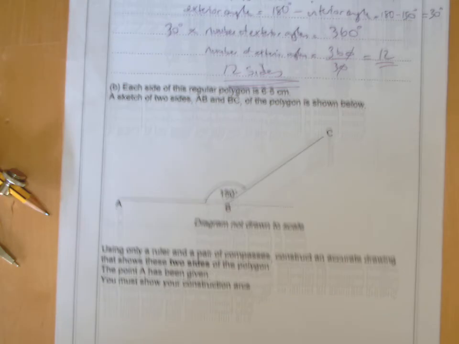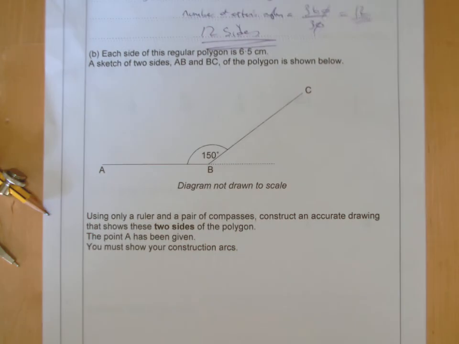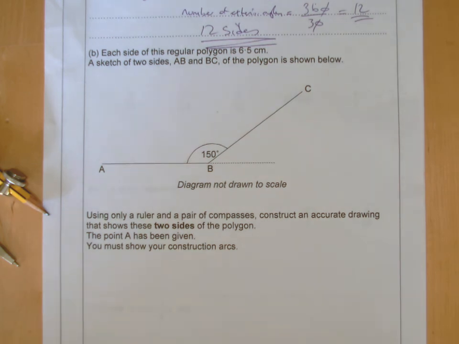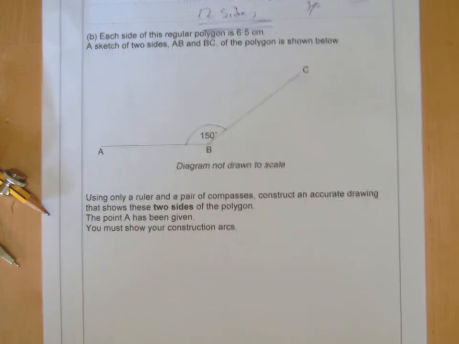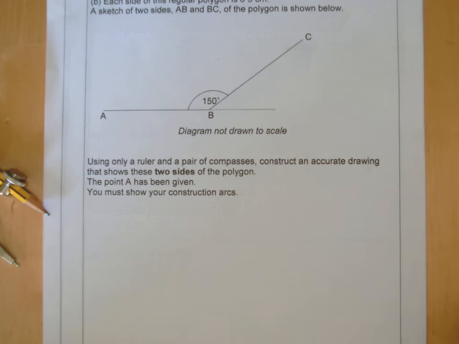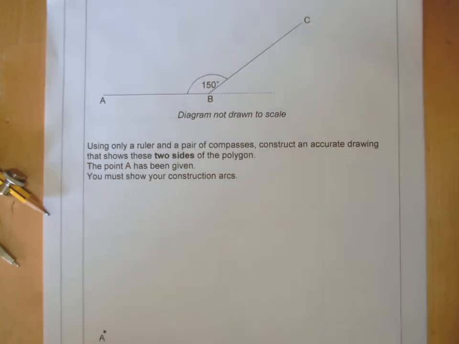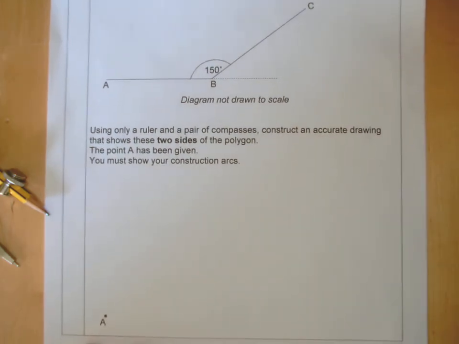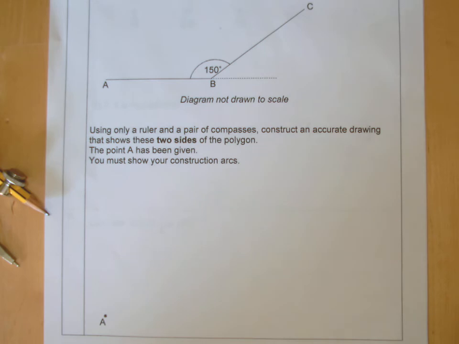Now part B, it says each side of this regular polygon is 6.5 centimeters. A sketch of two sides AB and BC of the polygon is shown below. Using only a ruler and a pair of compasses, construct an accurate drawing that shows these two sides of the polygon. Point A has been given. You must show your construction arcs.